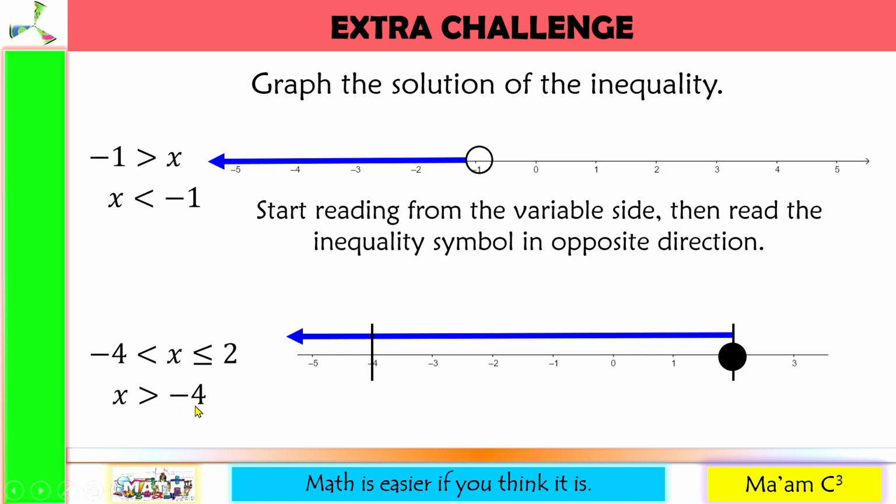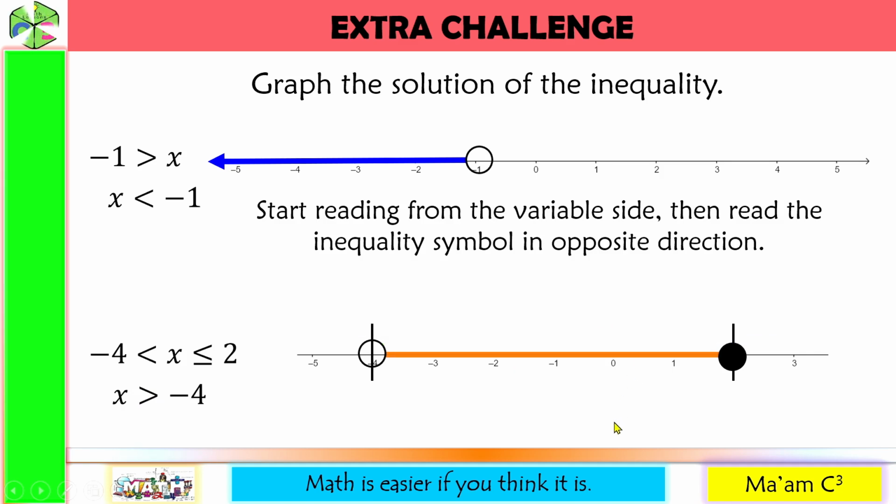We'll start at negative 4. Since there is no or equal to, we're going to make use of unshaded circle. And then the inequality is pointing us to the right, so we're going to the right. Take note of the intersection. That would be our solution set.